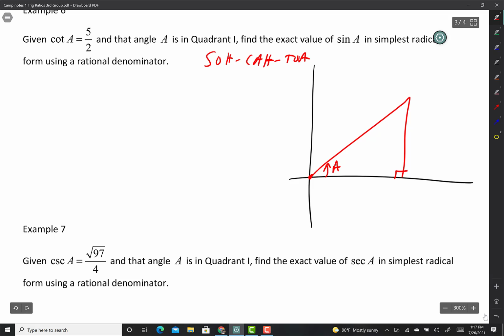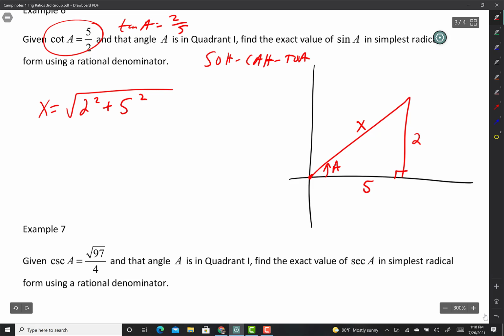So then that means tangent of angle A is 2/5. So tangent, that's a 2, that's a 5. I need to figure out, before I do anything, what the hypotenuse is. The hypotenuse is the square root of 2 squared plus 5 squared. All I did was Pythagorean theorem, guys. Nothing crazy. Square root, 2 squared is 4, 5 squared is 25, so the square root of 29.